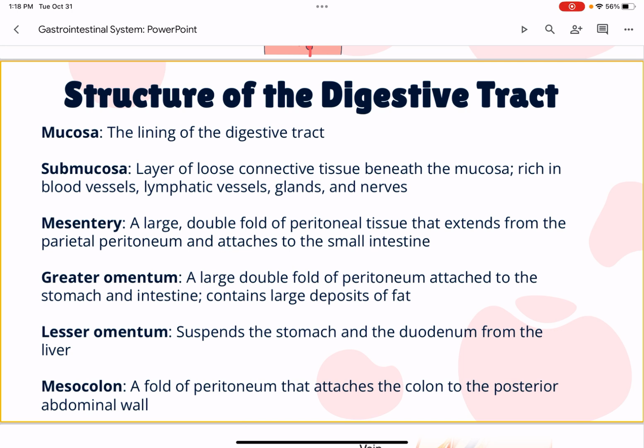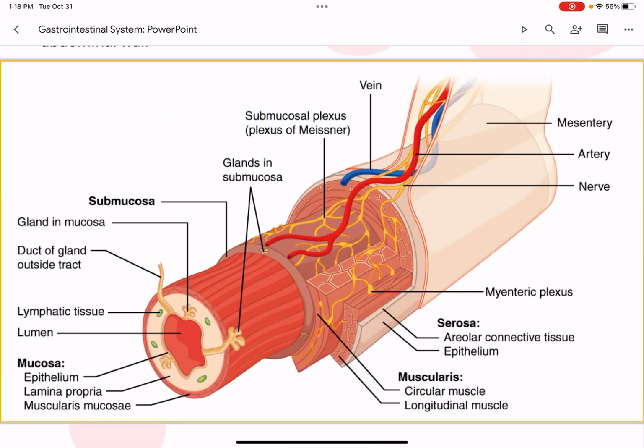Next, the greater omentum is a large double fold of peritoneum attached to the stomach and intestine. It contains large deposits of fat. The lesser omentum suspends the stomach and the duodenum from the liver. The mesocolon is a fold of peritoneum that attaches the colon to the posterior abdominal wall. This picture shows the different layers of mucosa in the digestive tract.